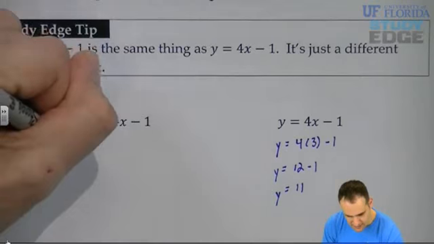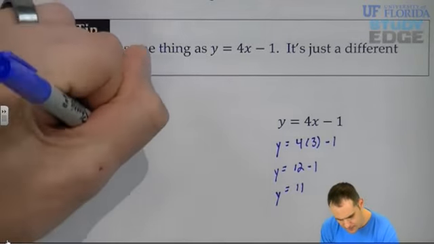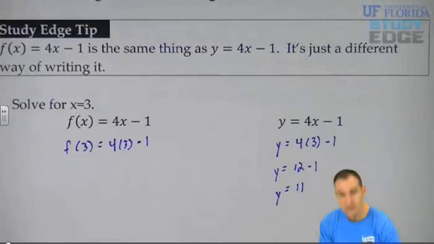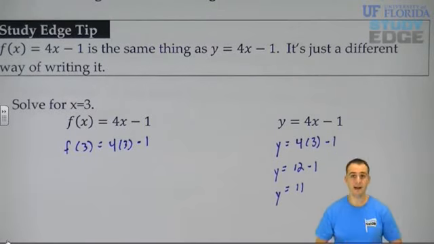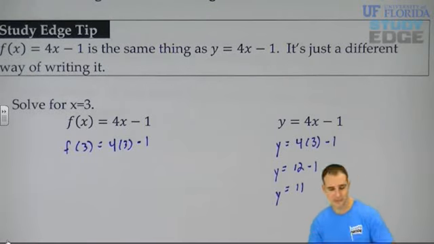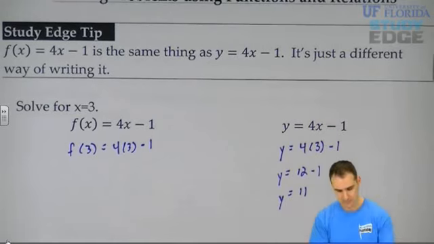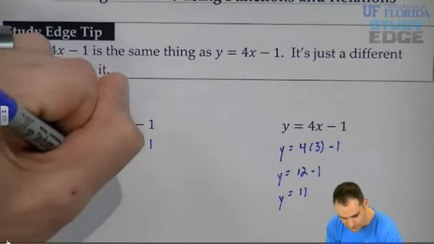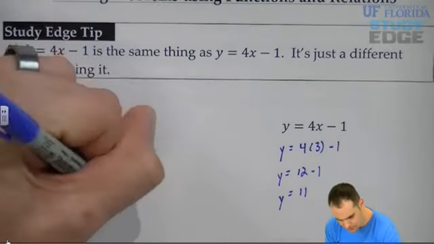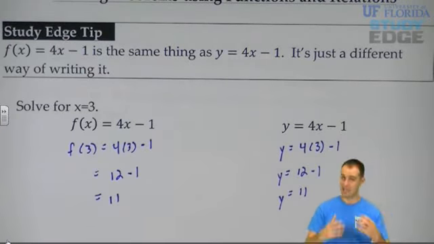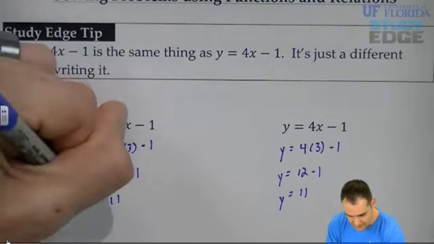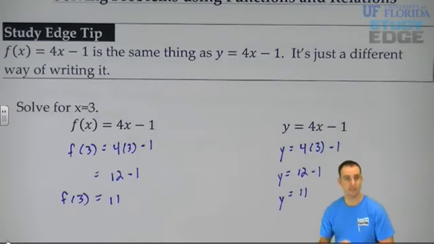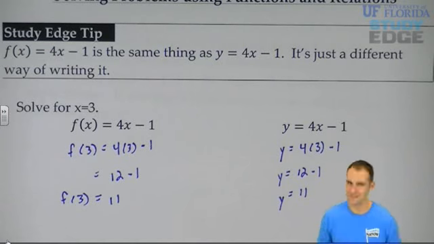We input x equals 3. So everywhere there's an x, I'm going to plug in a 3. And then I simplify just like I simplified the right-hand side. 4 times 3, multiplication first, is 12. And 12 minus 1 is 11. So when x is 3, f of 3 is 11. Meaning when x is 3, y is 11. Or when you input 3 into this function, you output the number 11.